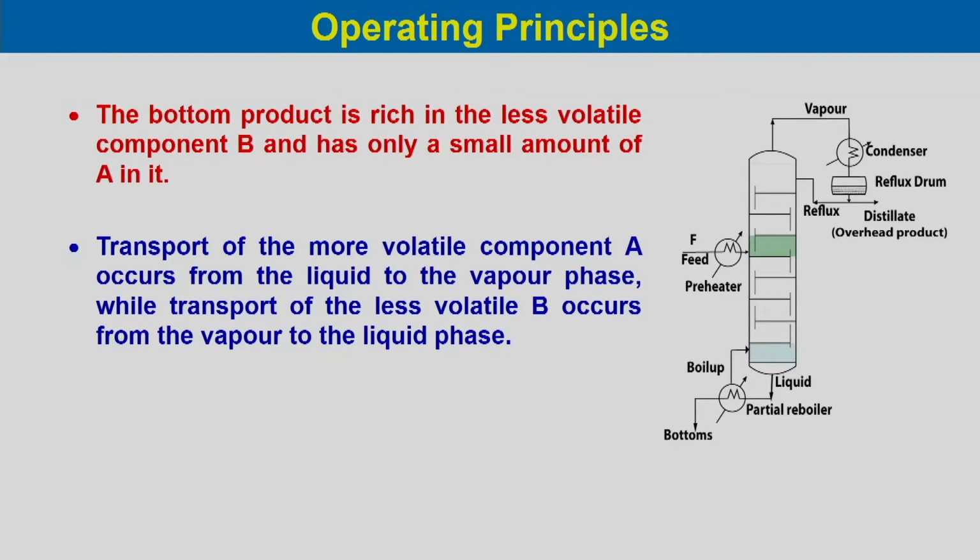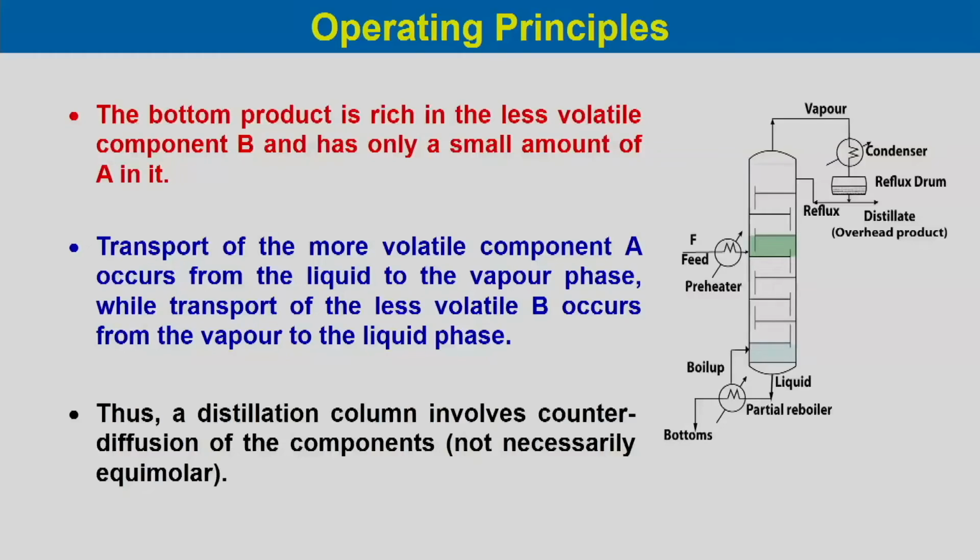Transport of the more volatile component A occurs from the liquid to the vapor phase, while transport of the less volatile B occurs from the vapor to the liquid phase. So, throughout the column this phenomenon takes place from bottom to top. The more volatile component moves from the liquid phase to the vapor phase, and the less volatile component moves from the vapor phase to the liquid phase. Thus, a distillation column involves counter diffusion of the components, not necessarily equimolar.